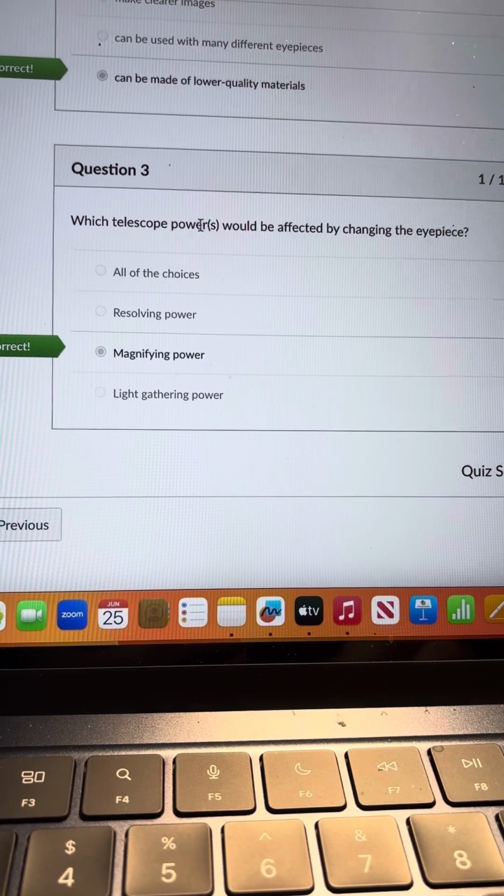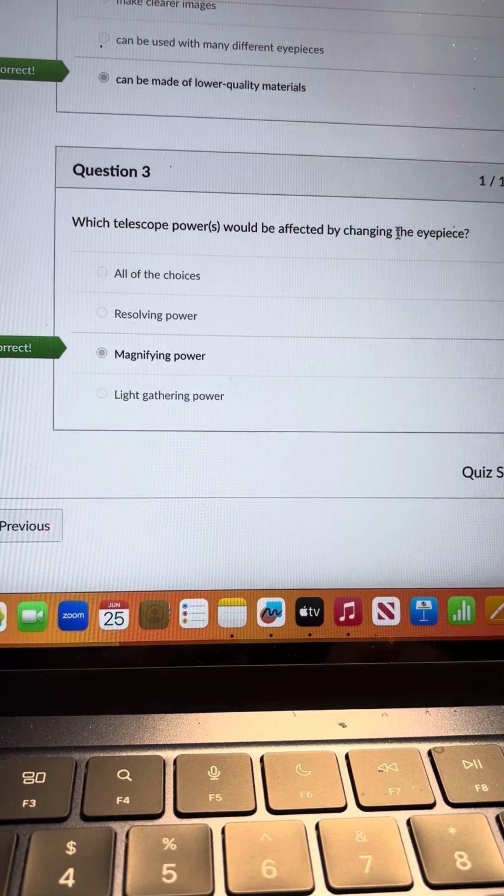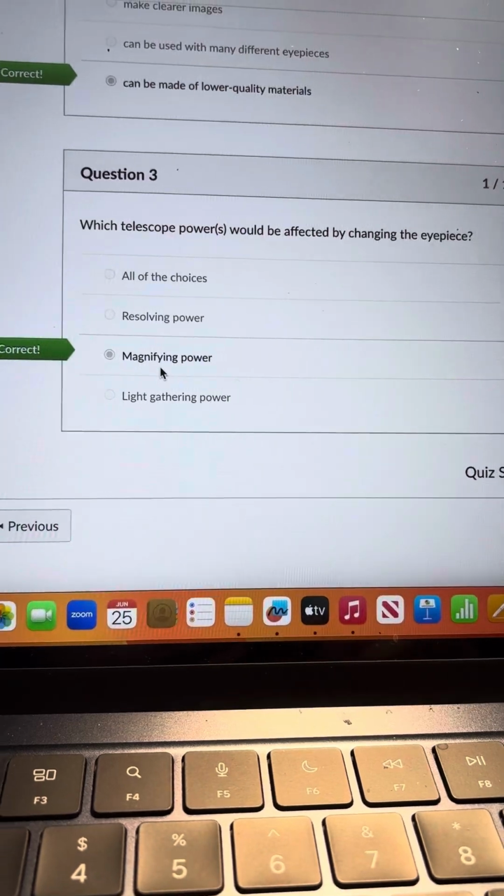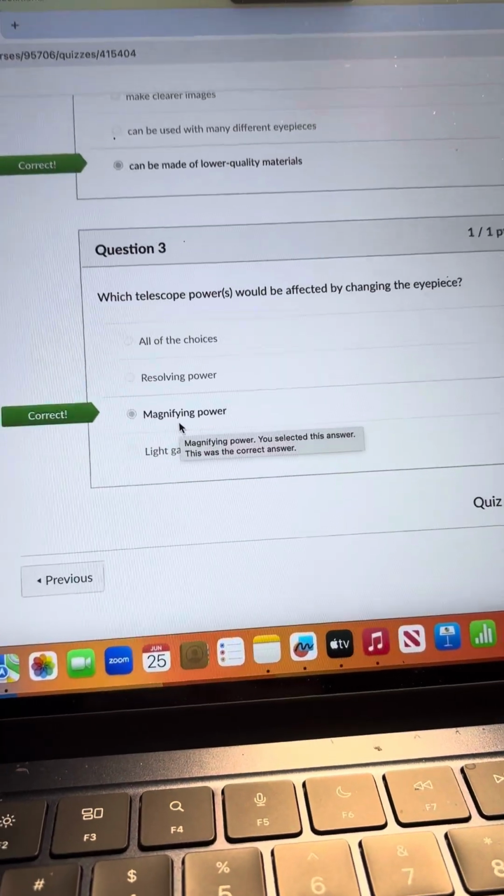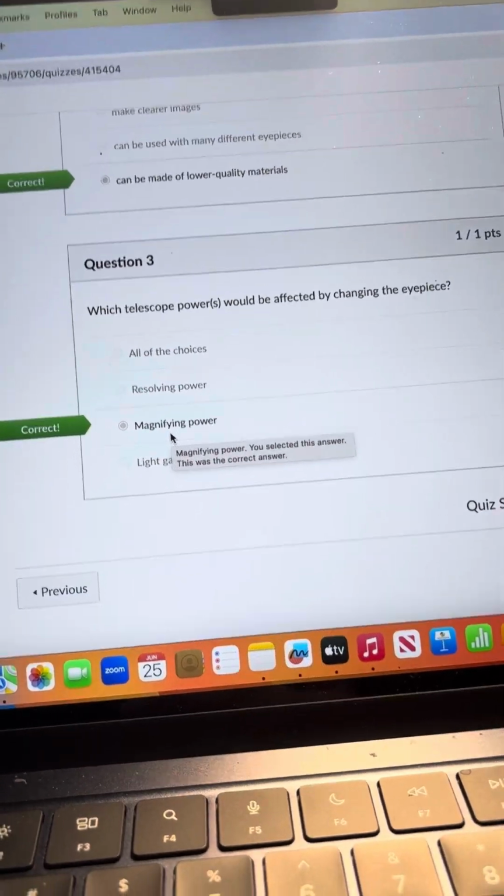Which of the telescope's powers would be affected by changing the eyepiece? The answer would be magnifying power. Okay, and that's it.